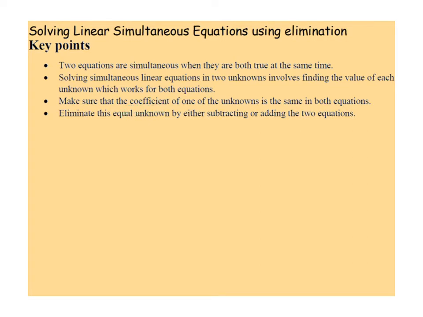So it doesn't matter whether one's negative and one's positive, it's the amount negative or positive it is. So for example, you could have 4x in both of them, or you could have 4x in one and negative 4x in the other, and that would be fine, and you could eliminate with those. And the easiest way to show you that is through some examples, so let's have a look at an example.